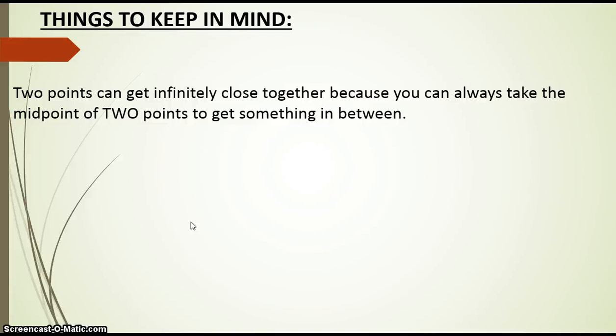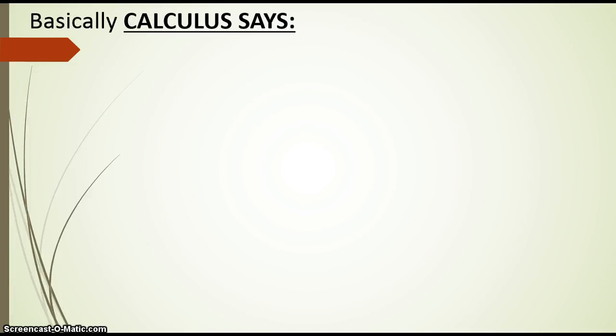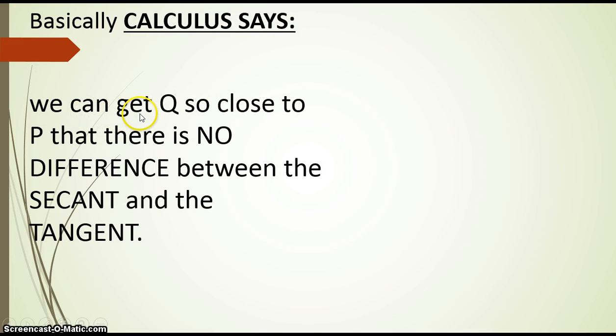All right? The middle between 1 and 3 is 2. Then the middle between 1 and 2 is... just continue down the line. You're always going to have something that's between there. All right, when you add two points and divide by 2. So basically, calculus says we can get Q so close to P that there is no difference between the secant and the tangent line, that they are basically the same.